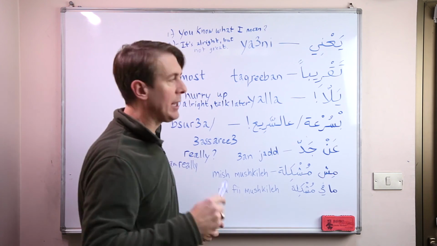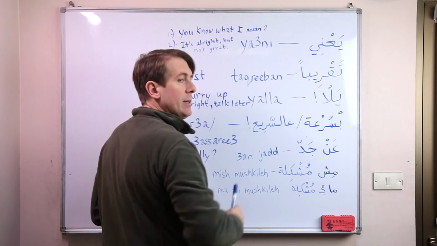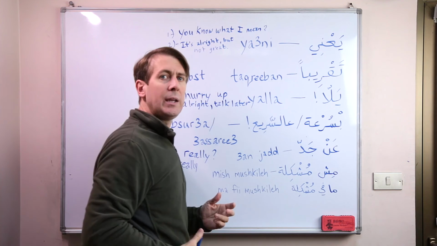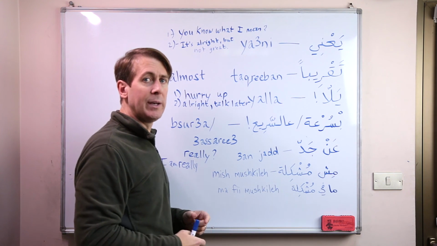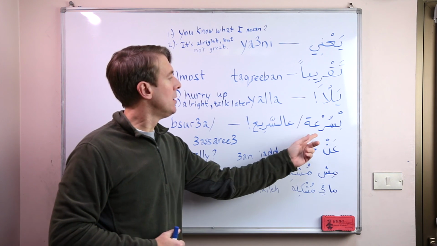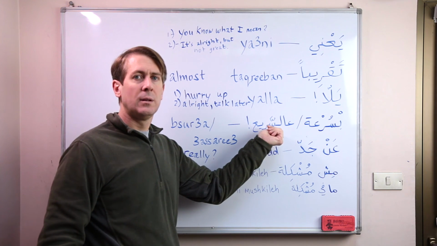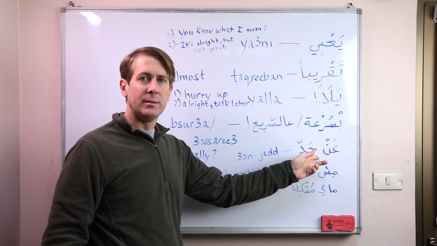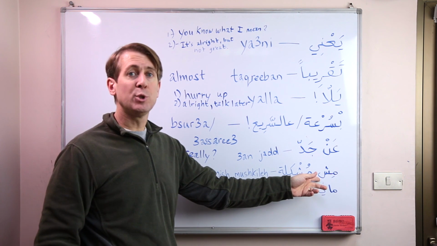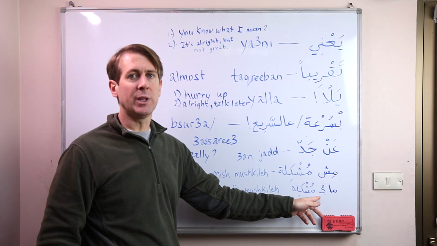So let's go through them again. Ready to pronounce them with me? I'll give you a few seconds afterwards to pronounce it. يعني. تقريبا. يلا. بسرعة. السريع. عن جد. مش مشكلة. ما في مشكلة.